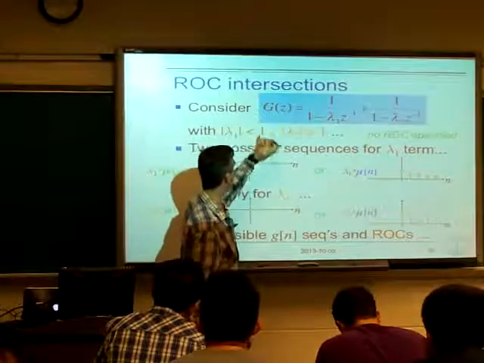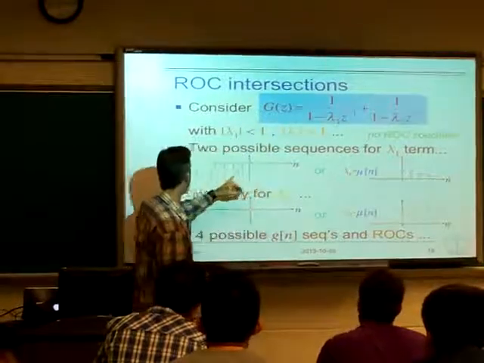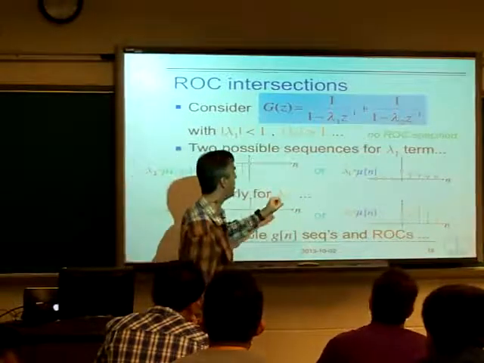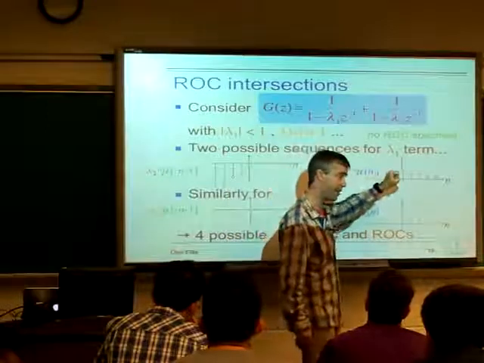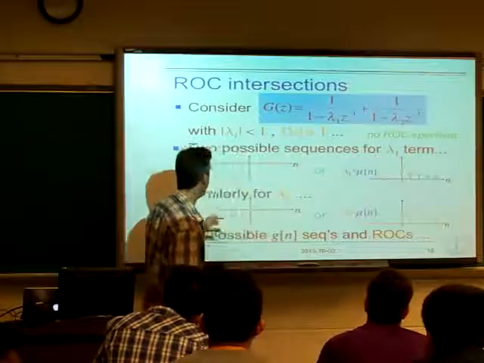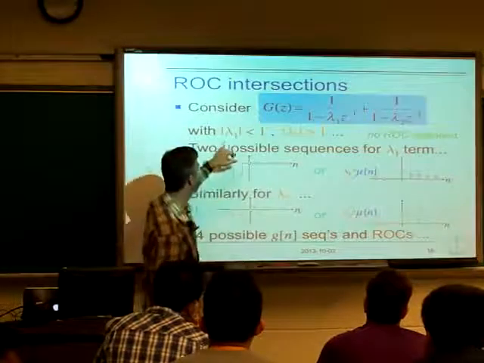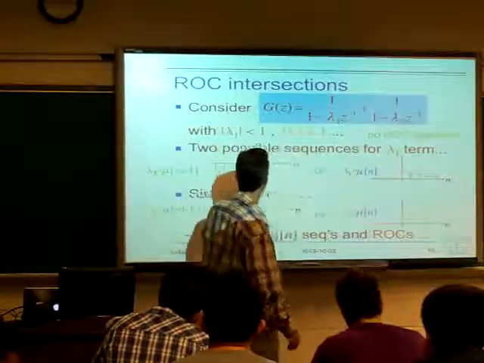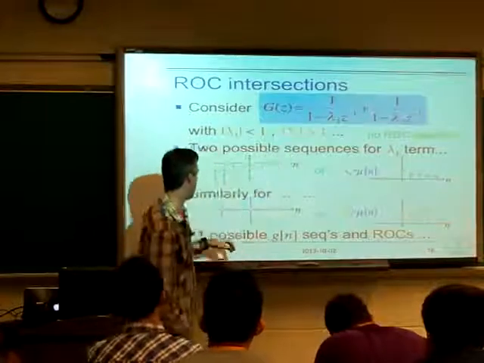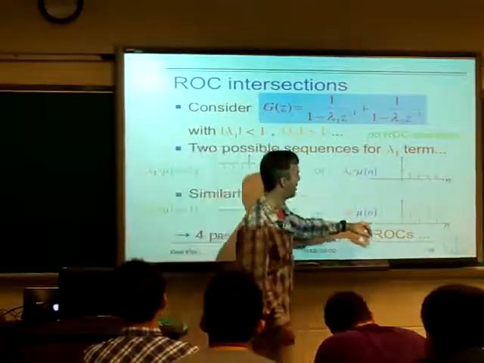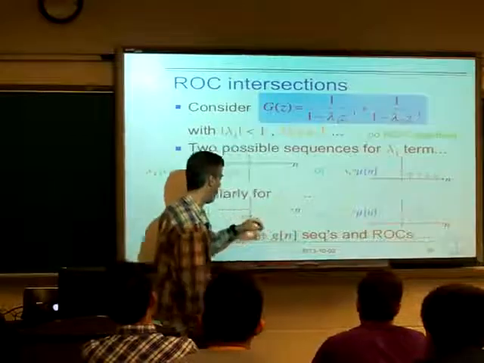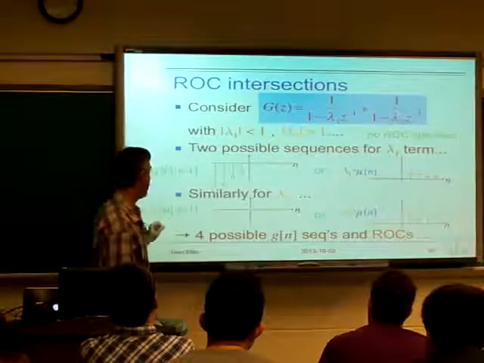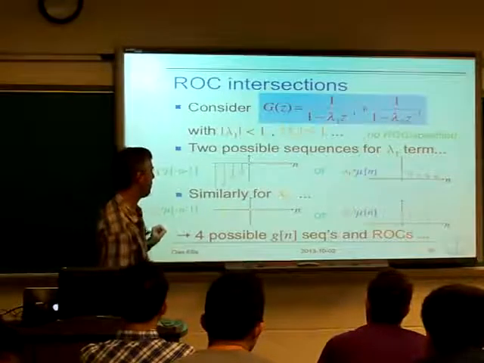So this first term, lambda 1, could correspond to this left-sided sequence, which means the region of convergence is the inside of some circle, or this right-sided sequence, which is the region of convergence outside a circle. And the same for lambda 2. Because lambda 1 is smaller than 1, it's the case where the right-sided sequence is convergent and the left-sided is divergent. Lambda 2 is larger than 1, so the right-sided sequence is diverging, and actually the left-sided sequence, raising lambda 2 to successively negative powers, would be converging and nice and well-behaved like that.